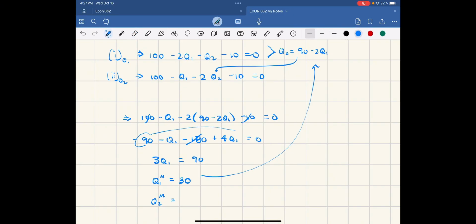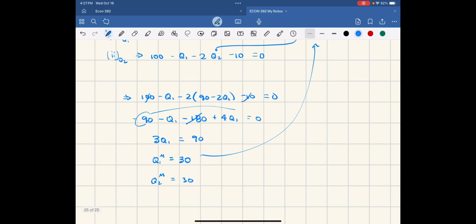So we'll just write the final answer. So those are the quantities. Now for the prices, P1 is equal to 100 minus 30. So P1 for the monopolist is 70. P2 is 100 minus 30, which is Q1, minus 30, which is Q2. And that means P2 for the monopolist is going to be 40.